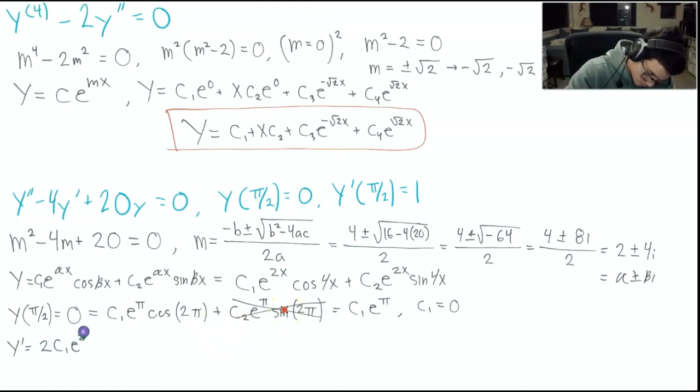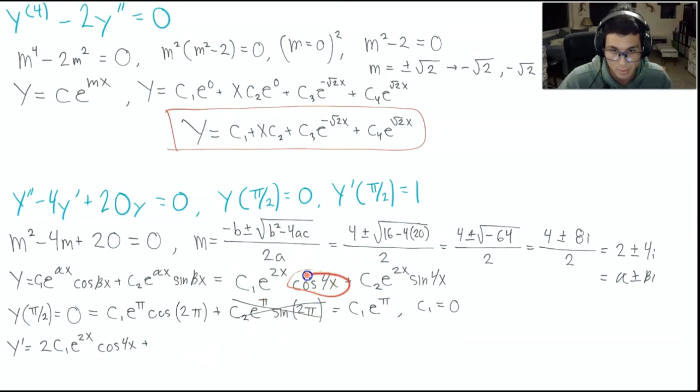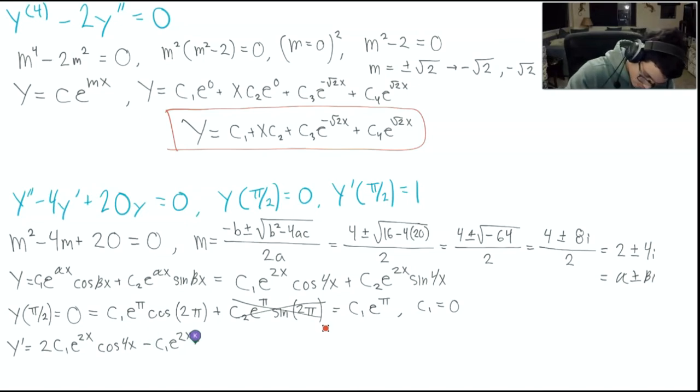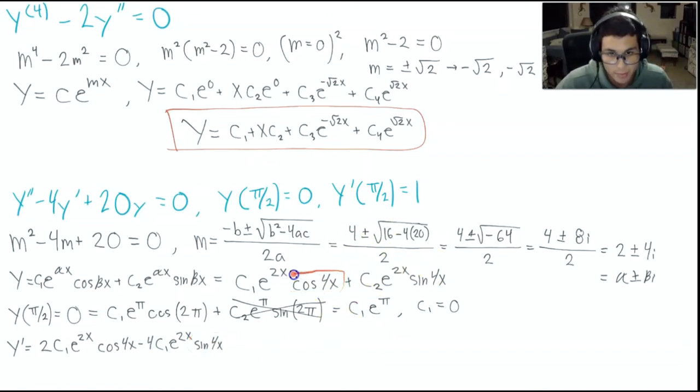2c1 e to the 2x cosine 4x plus what? Well, now let's take this derivative again, but with respect to this part. So it would be c1 e to the 2x minus sine 4x. My bad, I forgot the minus 4. Minus 4, right? Because when you take this derivative, it's negative 4 sine 4x, which is what I wrote over here. I just put the negative 4 in the front here just to make it look a little nicer.